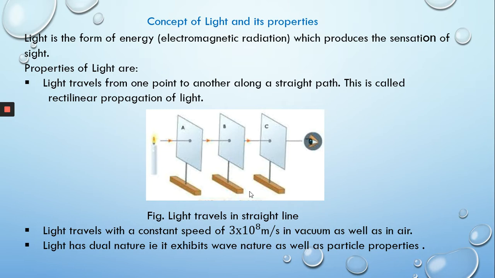The speed of light waves depends on the nature of the medium through which they pass. For all practical purposes, the speed of light in air is also taken as 3 × 10^8 meters per second, which is the same as its speed in vacuum. The last property of light is that light has dual nature. That is, it exhibits wave nature as well as particle properties.